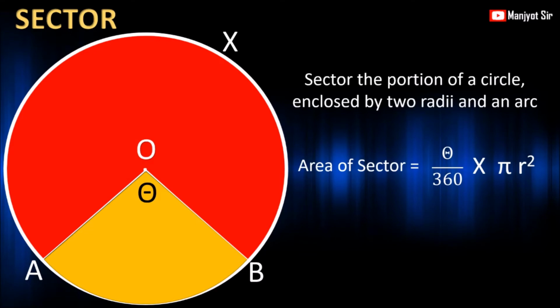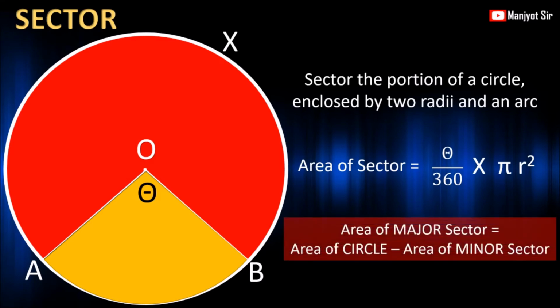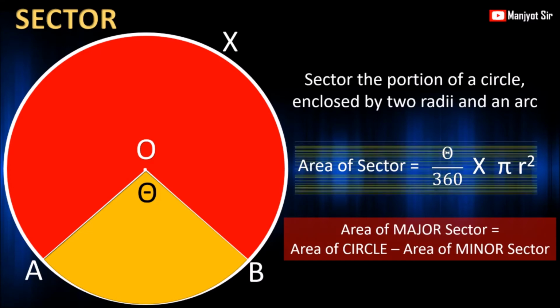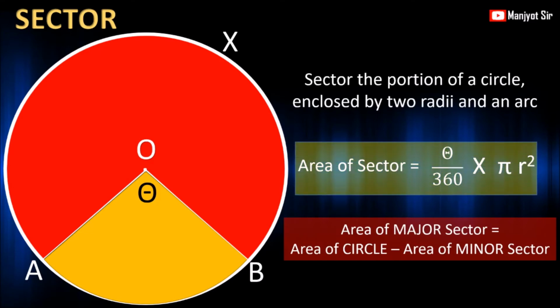That means the area of that red part or the major sector will be equal to the area of the entire circle minus the area of the minor sector. That means if you need to calculate the major sector, we'll take the entire circle and subtract the minor sector. So area of major sector will be equal to area of circle minus area of minor sector. Also don't forget the area of minor sector, that is theta upon 360 into pi r square. See, now there are two formulas for sector. One is major sector, other is minor sector.